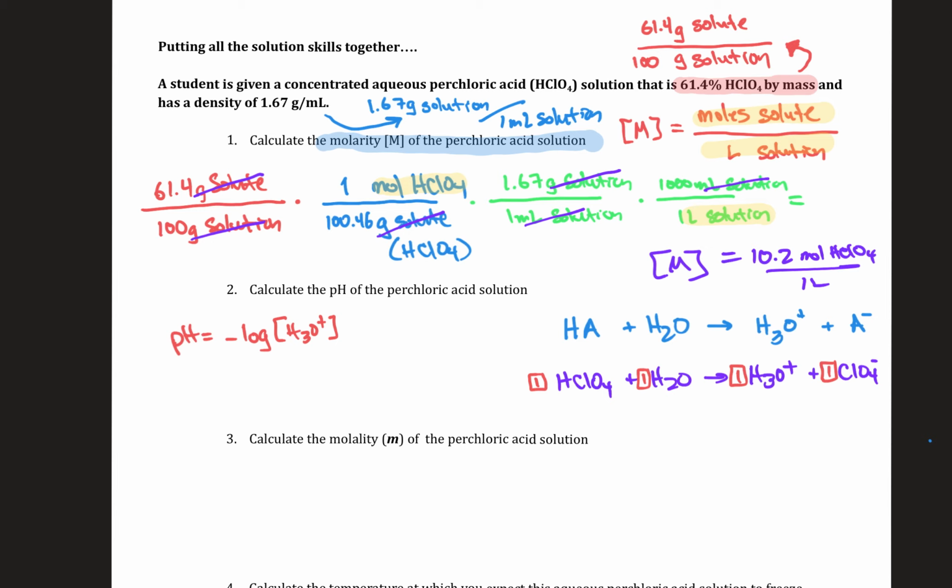So if I know that the molarity of my perchloric acid is 10.2 molar, I'm going to end up with 10.2 molar hydronium ions. So that is what I'm taking the negative log of. And now we simply put that into the calculator. The negative log of 10.2 molar hydronium ions is negative 1.01, which is an incredibly acidic solution, which makes sense because 10.2 molar acid is a very, very concentrated acid.